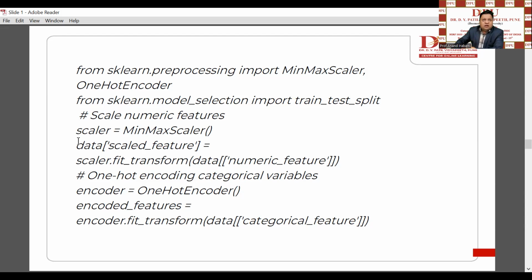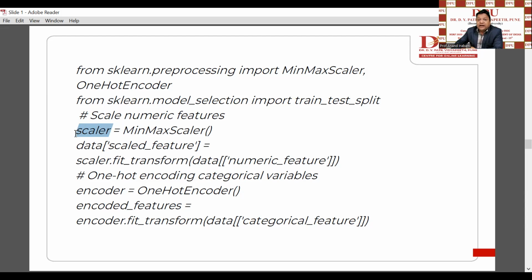So first things first, I am creating the object of MinMaxScaler. How can we create it with the help of the MinMaxScaler function? Now I have got the object of MinMaxScaler with the name scaler. Now I can use this scaler object to convert the numerical values.